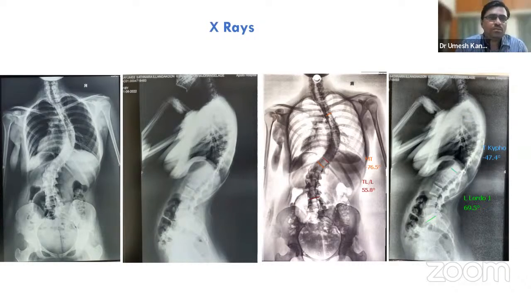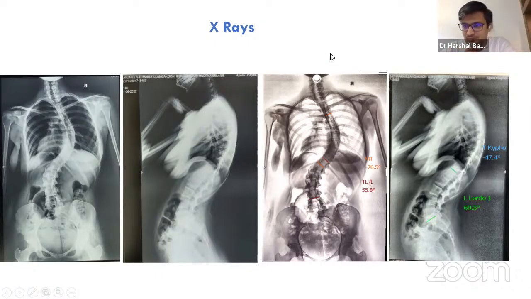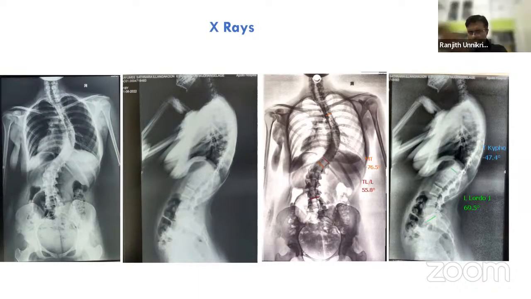And no, it's both bodies. At D12, a disc, and the L1 body. So why are you saying only disc? That's what I was just trying to see. It is body, disc, body.